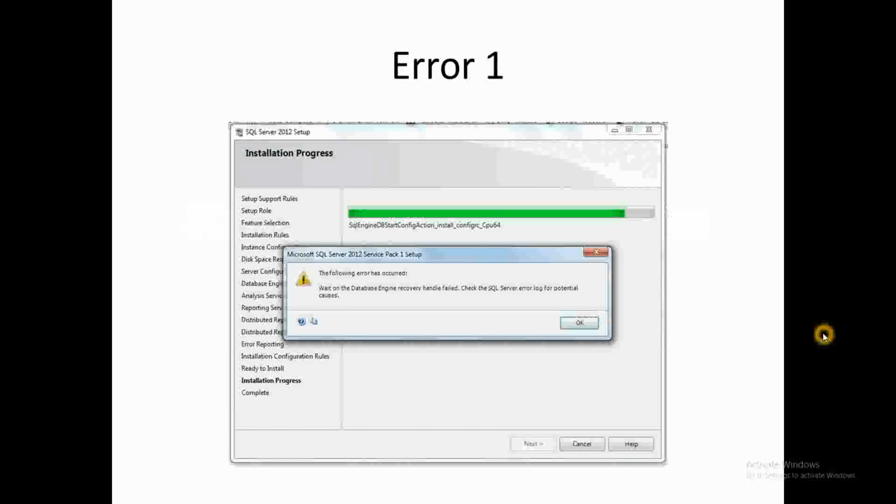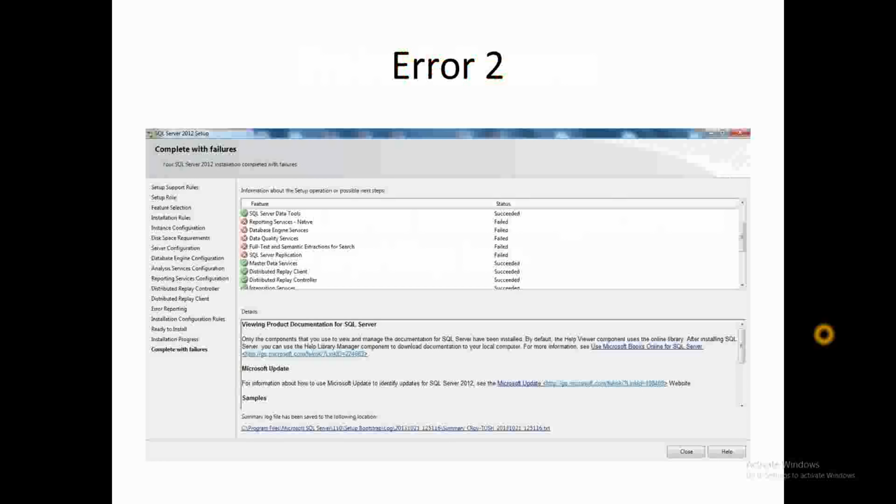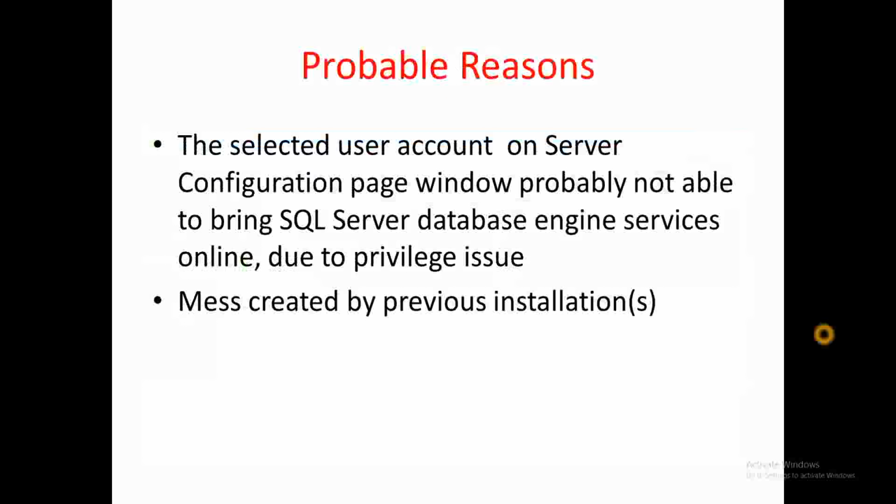So this is the first error message you would get, followed by the summary of features which failed. The potential reasons could be that the user you had selected on the server administration page does not have certain permissions to start the database engine, or probably the previously uninstalled versions of SQL Server might have created some sort of a mess in your registry.